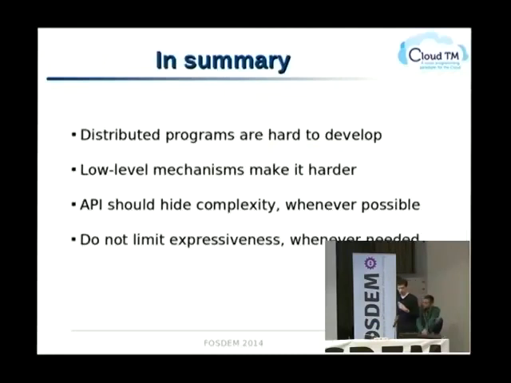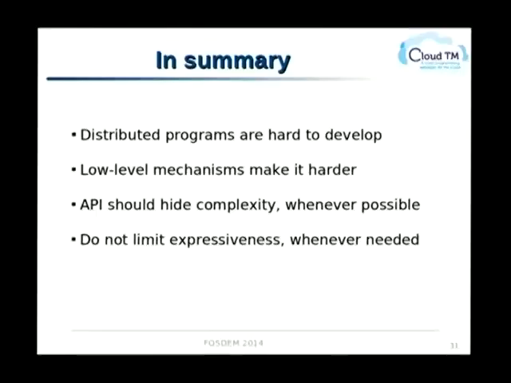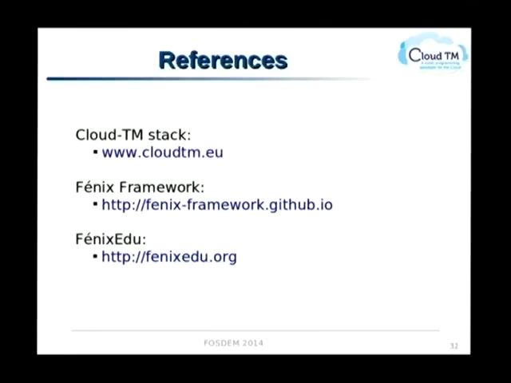And so in summary, we know that distributed applications are hard to develop. In particular, if the programmers are exposed to a lot of low-level mechanisms that they have to tune and configure. And so our take here is that the APIs should hide the complexity every time it's possible, but still allow expressiveness whenever it's needed by the programmer. And so that's exactly what we try to do here.